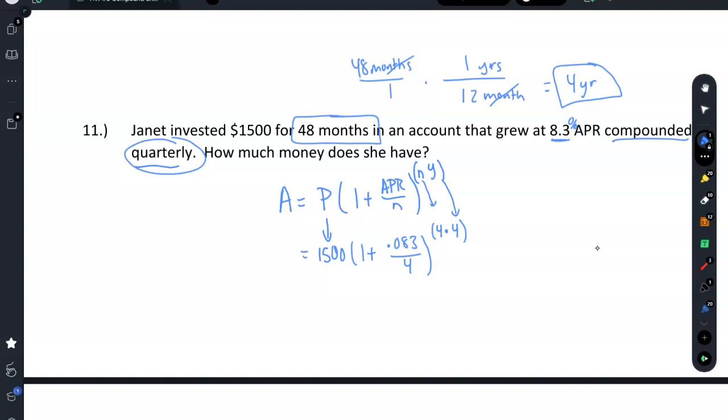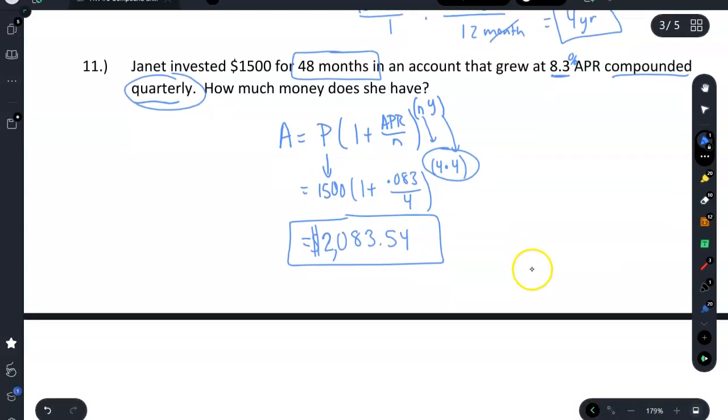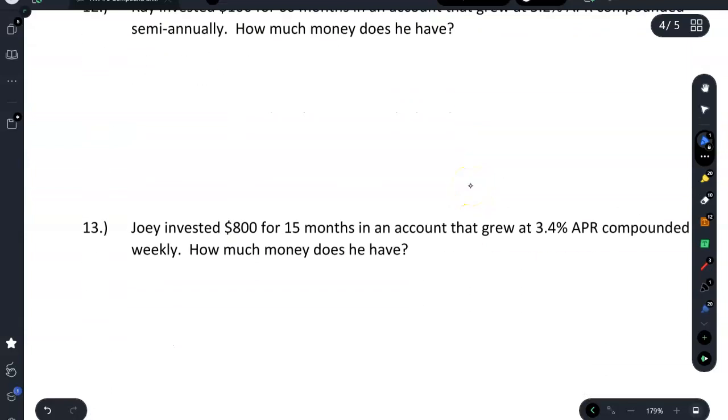And I'm going to type this in my calculator. 1500 parentheses 1 plus 0.083 divided by 4 raised to the 4 times 4. And the calculator I'm using off to the side, I have to put those parentheses right here. But the one I showed you on the screen, I didn't have to. So just to get in habit of it, make sure you're using your parentheses in case you ever switch calculators. So it's 2083.54, and that would be dollars. So this was $2,083.54.